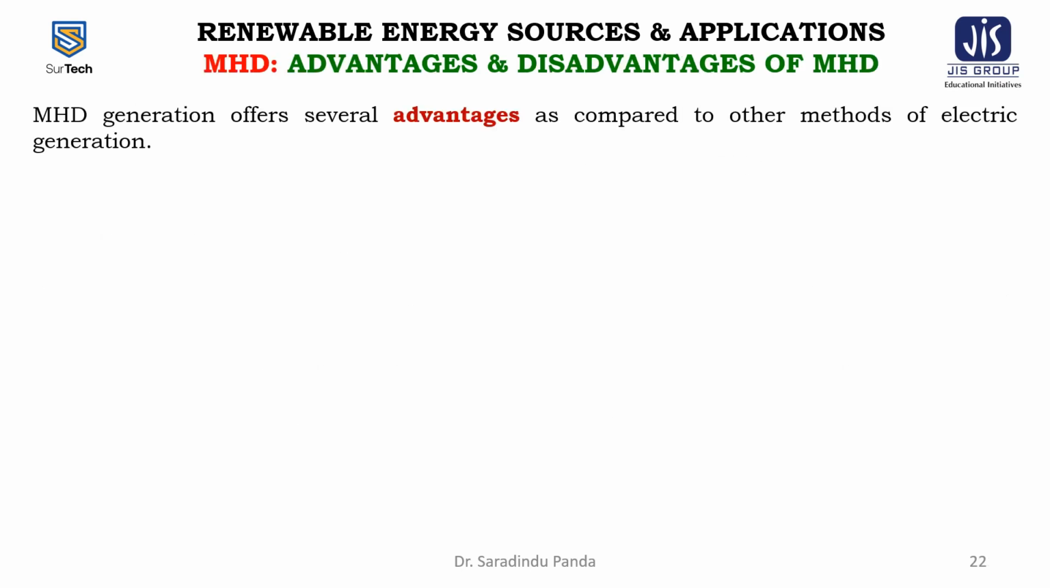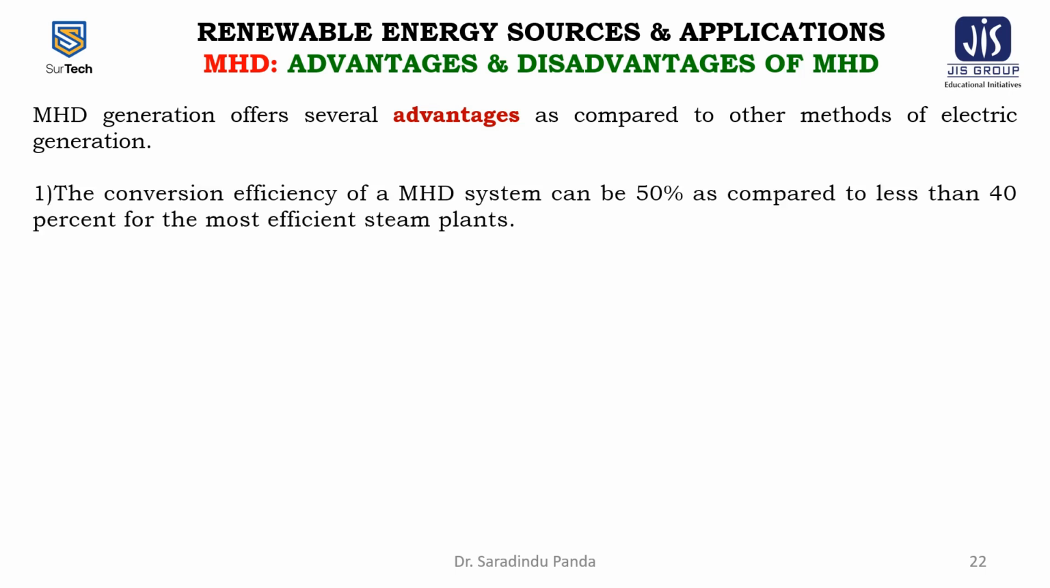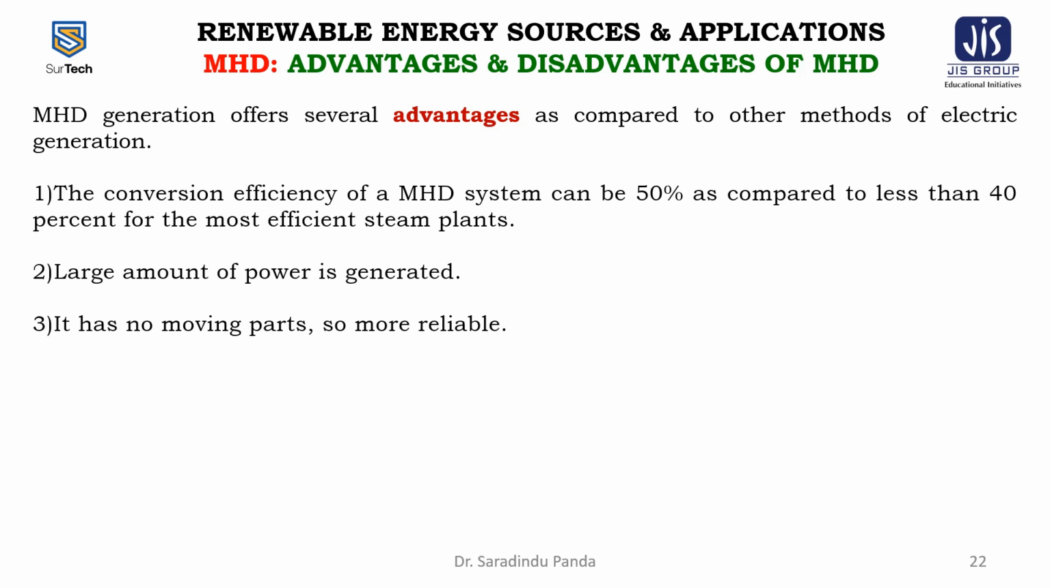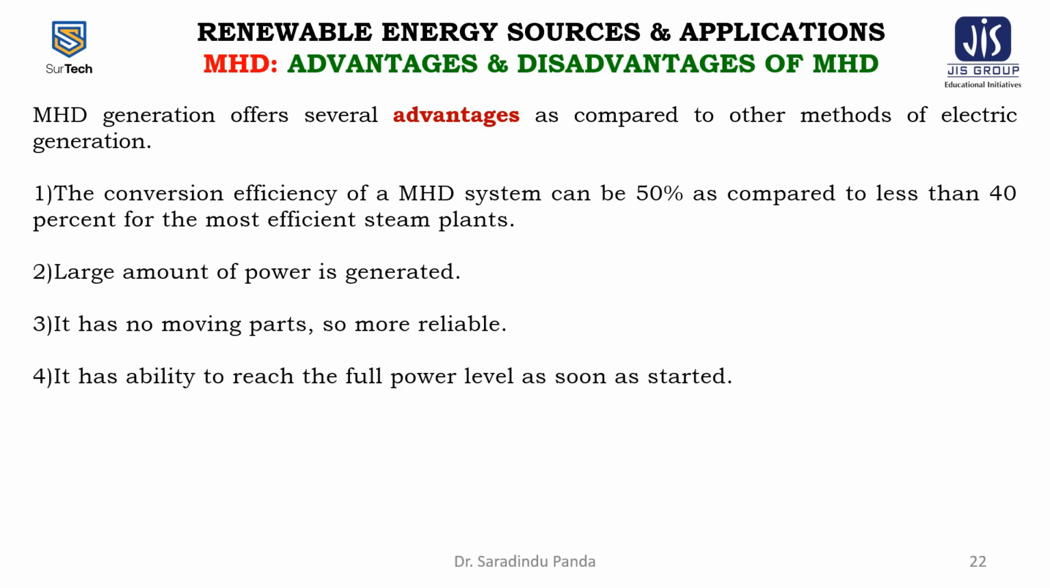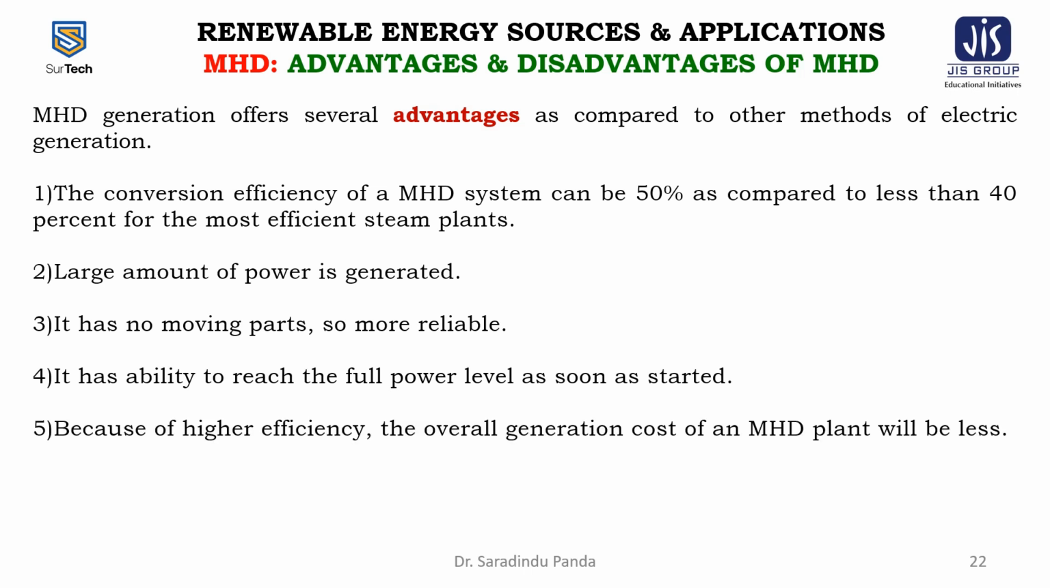MHD generation has some advantages and disadvantages. Now come to the advantages. The conversion efficiency of an MHD system can be 50% as compared to less than 40% for most of the efficient steam plants. A large amount of power is generated. It has no moving parts, so it is more reliable. It has the ability to reach the full power level as soon as started. Because of the higher efficiency, the overall generation cost of the MHD plant is less.